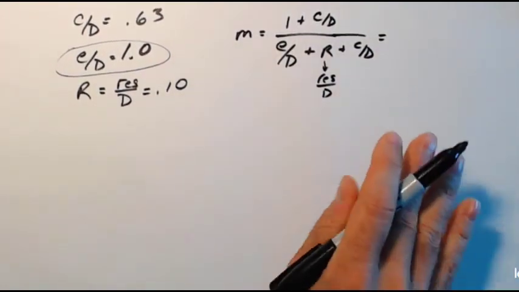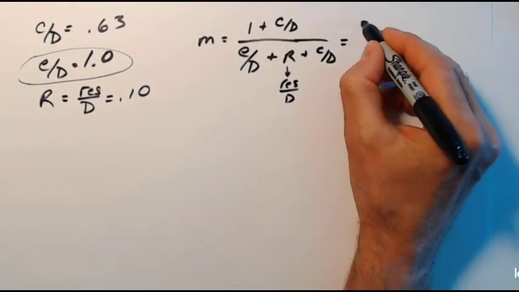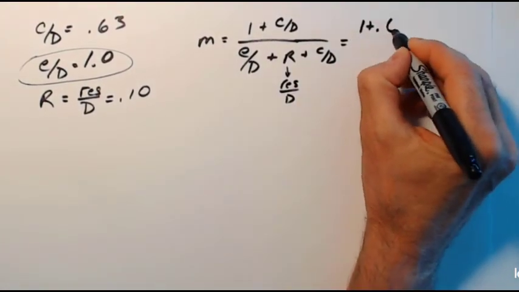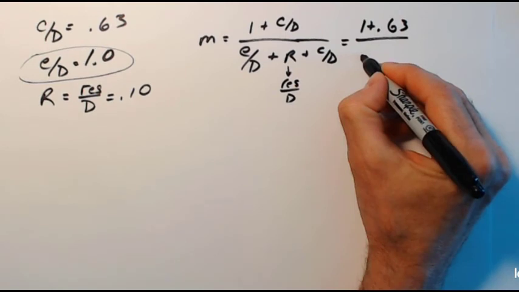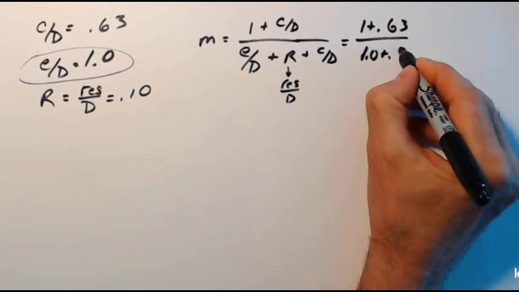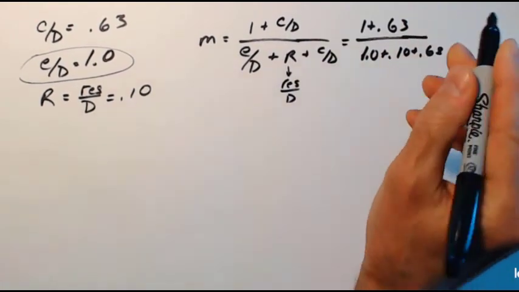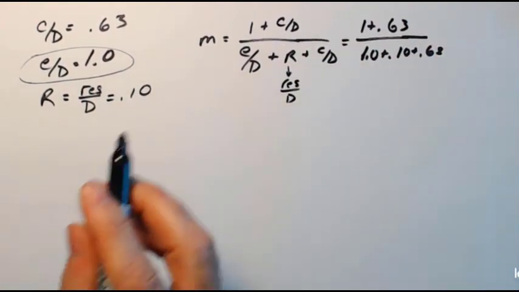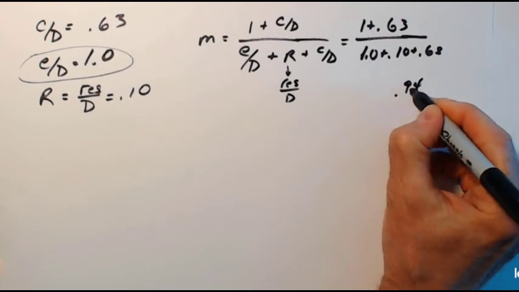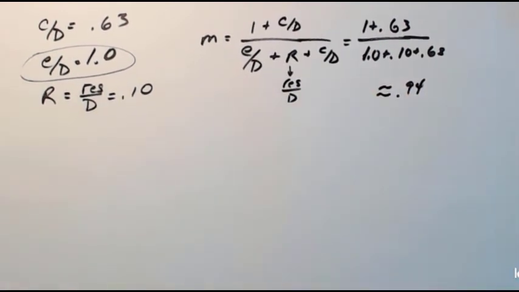So if we plug these numbers in, we have 1 plus 0.63 divided by 1.0 plus 0.10 plus 0.63. That equals about 0.94. So the multiplier now is less than 1. It's kind of like a divisor. It's not a multiplier anymore. And so there we have it. The multiplier in reality is not expanding that much, which is kind of good.